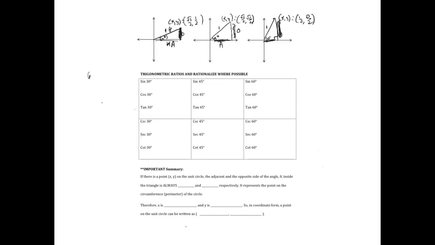So I took the three triangles, 30, 45, and 60 degrees, and just sort of replicated them on here. So we have all three triangles with the specific calculated points and exact values. We're going to look for the trig ratios of each of these triangles, all 6 trig ratios.